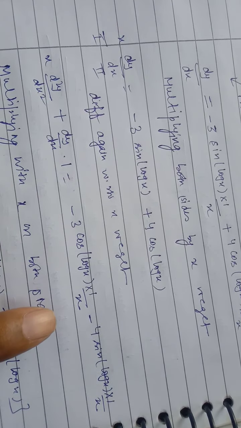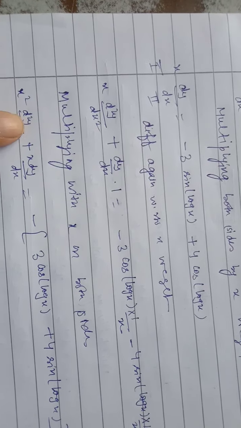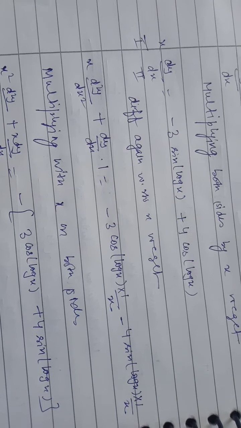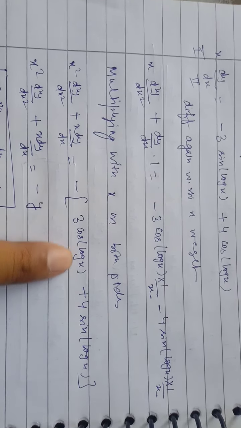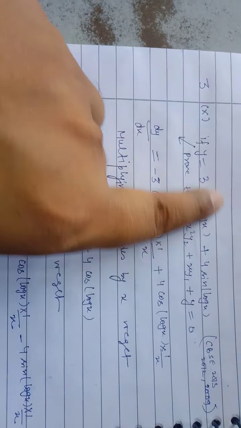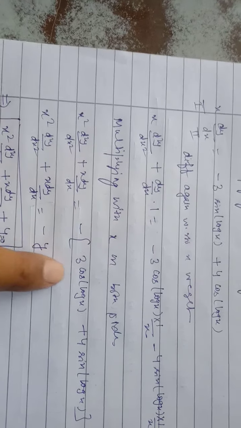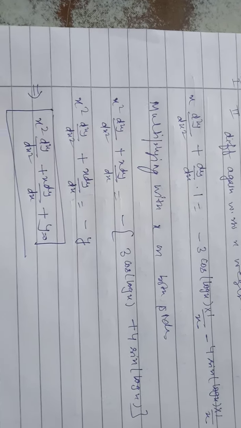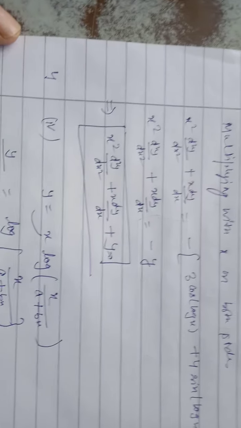Again, taking the LCM x or multiplying by x, we have x square d2y upon dx square plus x dy by dx equal to, taking minus common, 3 cos(log x) plus 4 sin(log x), and this becomes y from the first equation, the given problem. So this will become minus y, and this minus will become positive if we take it from the right hand side to the left hand side, and we have the solution of this problem.